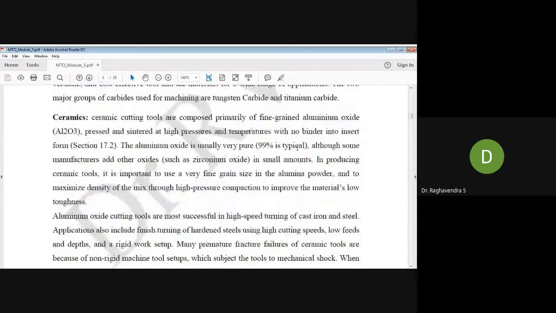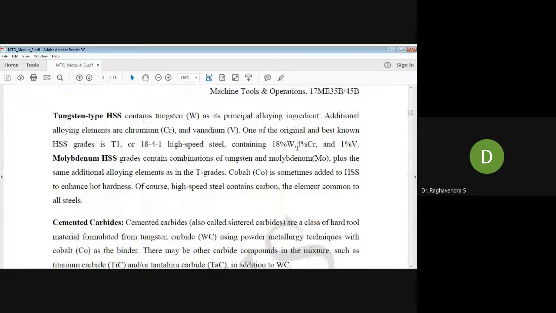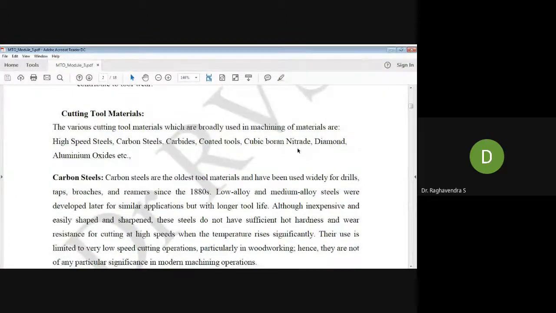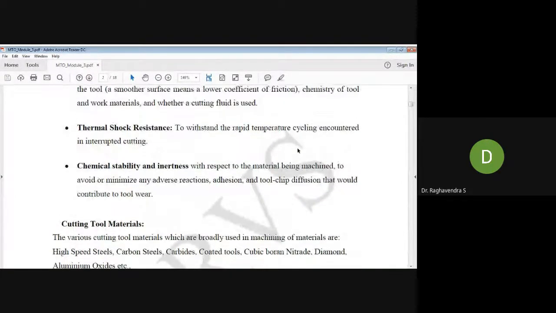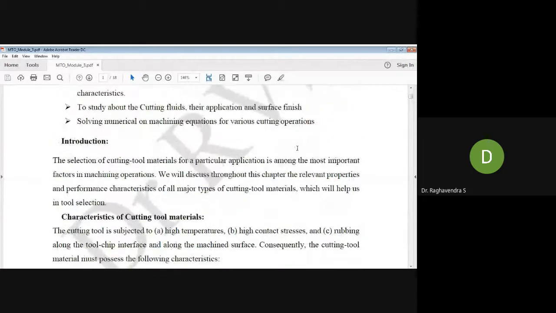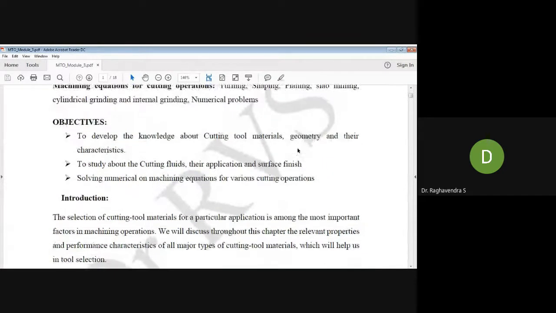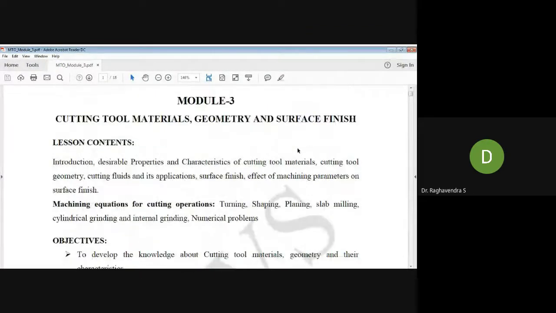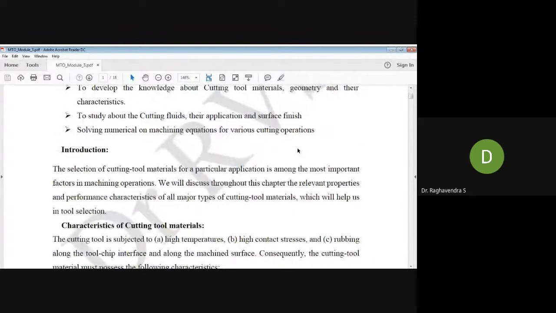materials, right? Cutting tool materials. I'm talking about which are the materials they're going to use for cutting, the material removal process. So I told these are the materials. So I just started here: cutting tool materials, geometry and surface finish.